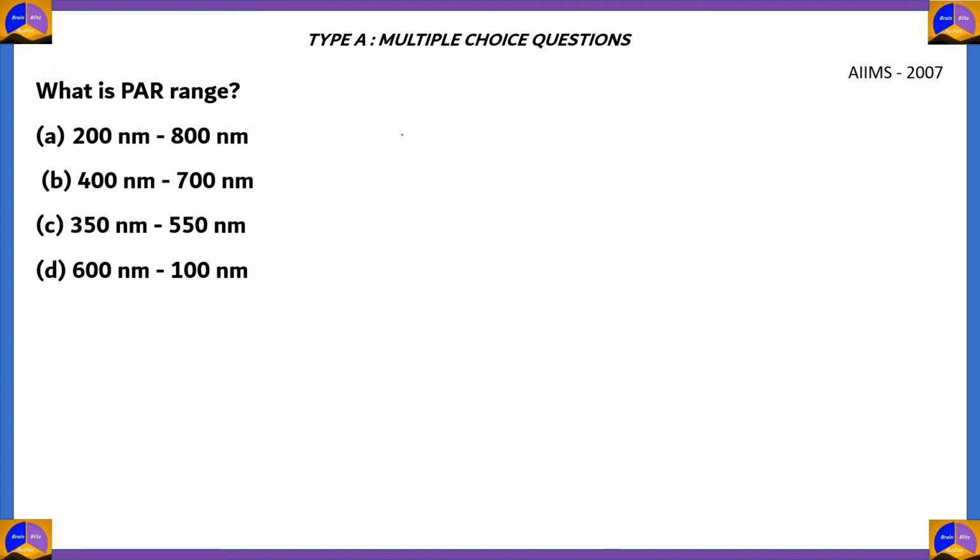Now, let's look at this question. What is PAR range? And we're given ranges from 200 nanometers to 800 nanometers, 400 nanometers to 700 nanometers, 350 nanometers to 550 nanometers, 600 nanometers to 100 nanometers. So what is PAR? PAR stands for photosynthetically active radiation.